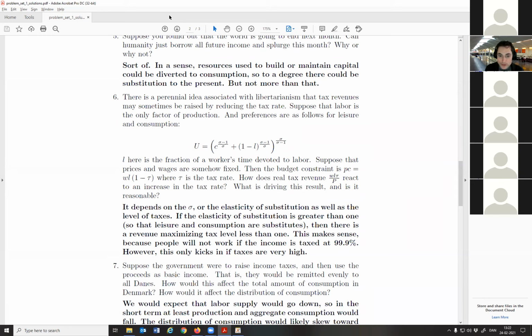Okay. So suppose that labor is the only factor of production. Preferences are as follows. L here is the fraction of time that is devoted to labor. C is consumption. And then let's say there's a budget constraint that looks like this. So tax revenue, it's an income tax. So it's wage times labor times the tax rate tau divided by P. So let's figure out how raising the taxes is going to affect tax revenue.